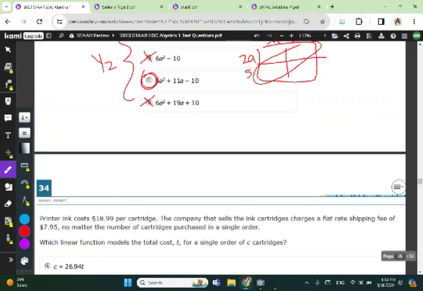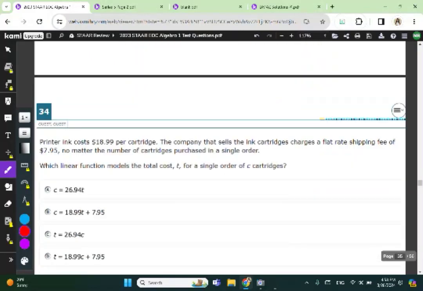Number 34. Printer ink costs $18.99 per cartridge, and a company sells ink that charges a flat shipping rate. This is a linear function, meaning you're going to write this in y equals mx plus b form, right? Now it says total cost is t, so your total goes on this side. Go ahead and get rid of a and b. And then from there, c goes here.